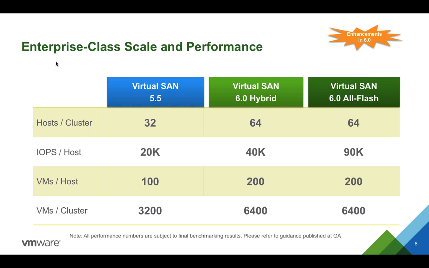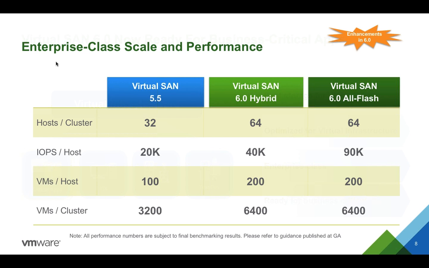With Virtual SAN we're targeting a lot of different use cases and applications, and the different workload requirements can now be satisfied with one of the two different architectures that we have in place. To compare what Virtual SAN 5.5 could do and what it can do now with 6.0 in terms of enterprise scale, class, and performance, you can see here that with the two different architectures now supported in 6.0, we've been able to double up on just about every aspect of the platform.